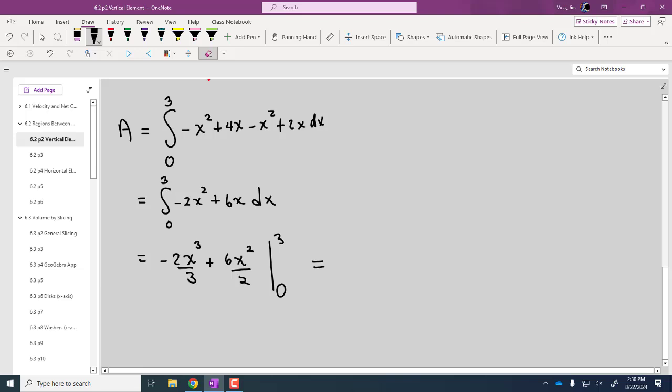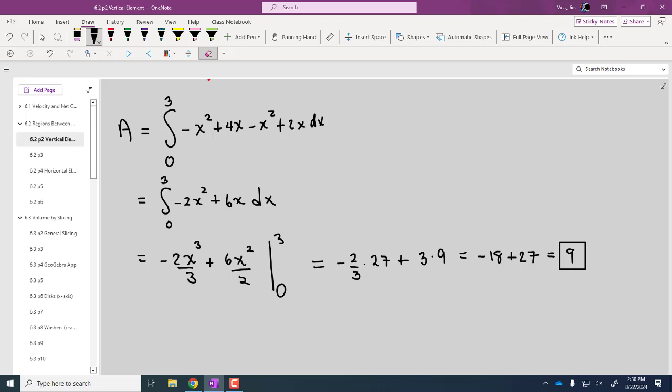Plugging in 0 is not going to give us anything, right? So we can focus totally on the other part. So we're going to have negative 2/3 times x cubed. All right, that's 27. Plus 6 divided by 2 is 3. And then we're going to have x squared, which is 9. So that's what we're going to end up with. So it looks like negative 18 plus 27. So that'll be the area between the two curves. So upper minus lower times dx.